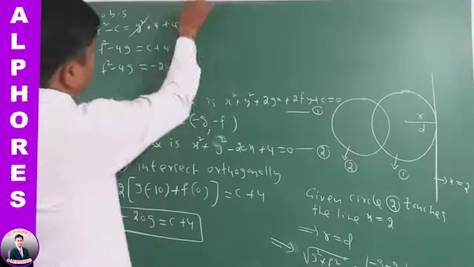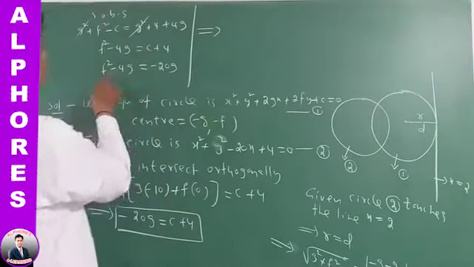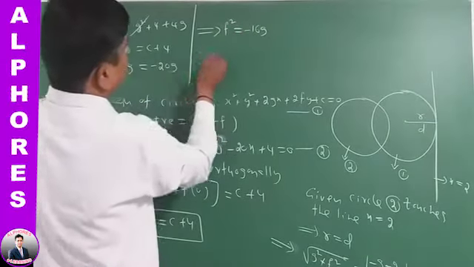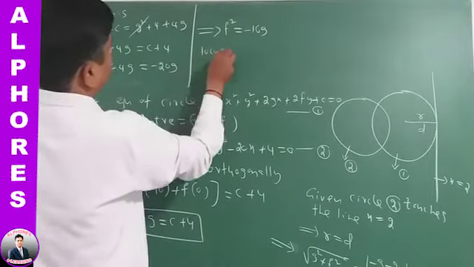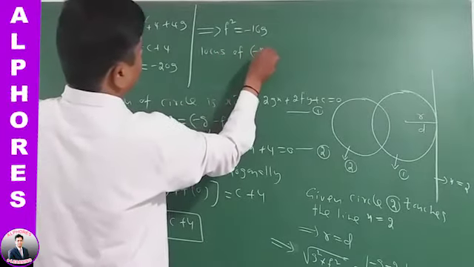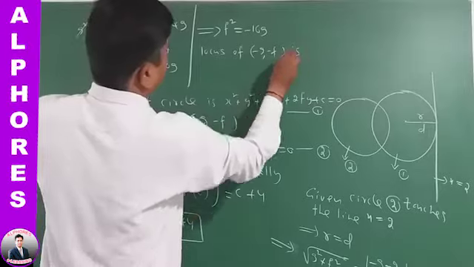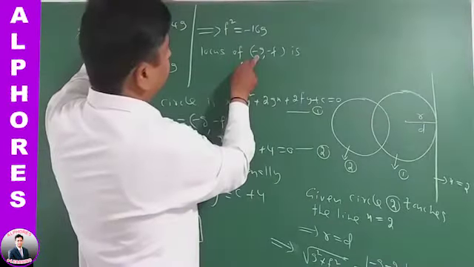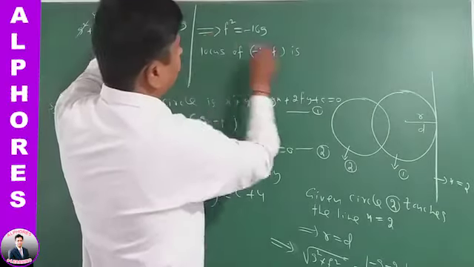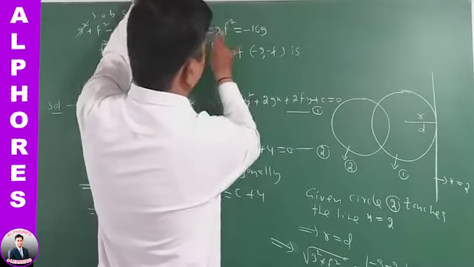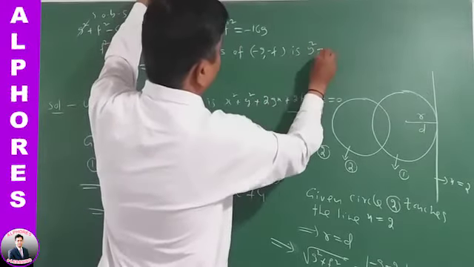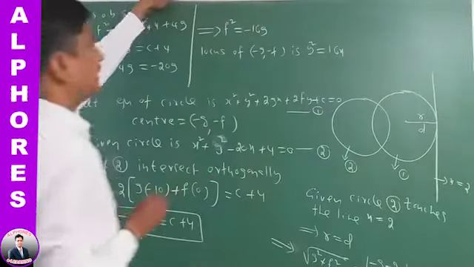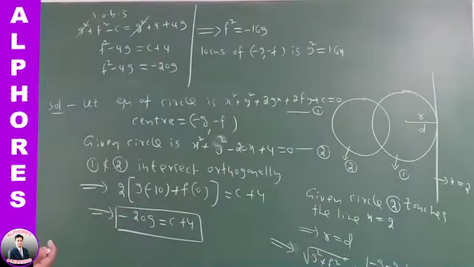Okay, next, here f² = −16g. Therefore the locus of (−g, −f) is required. The locus of (−g, −f): in place of −g put x, in place of −f put y. It is (−f)², it is y². Here −g = x, so −16g means 16x. Therefore the locus of (−g, −f) is y² = 16x.